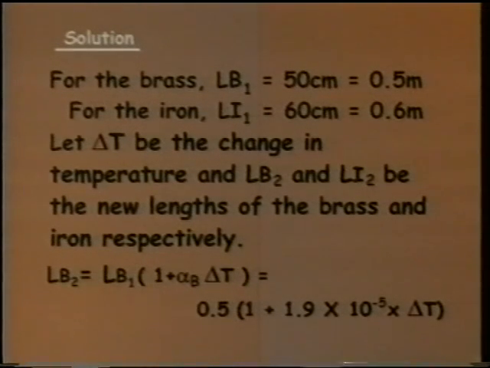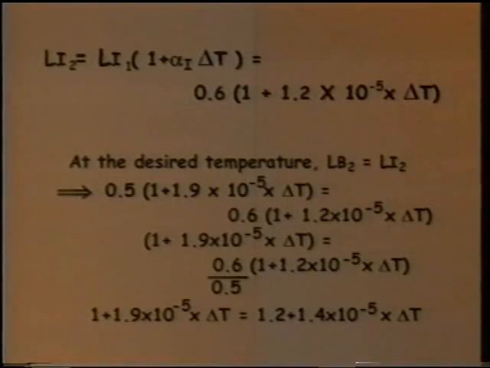So LB2 is LB1 into brackets 1 plus alpha B delta T, which is equal to 0.5 into brackets 1 plus 1.9 times 10 to the minus 5 times delta T. Similarly, LI2 equals LI1 into brackets 1 plus alpha I delta T, which is 0.6 into 1 plus 1.2 times 10 to the minus 5 delta T. Now we want the temperature where LB2 equals LI2. And at that point, 0.5 into 1 plus 1.9 times 10 to the minus 5 times delta T should be equal to 0.6 into 1 plus 1.2 times 10 to the minus 5 delta T.